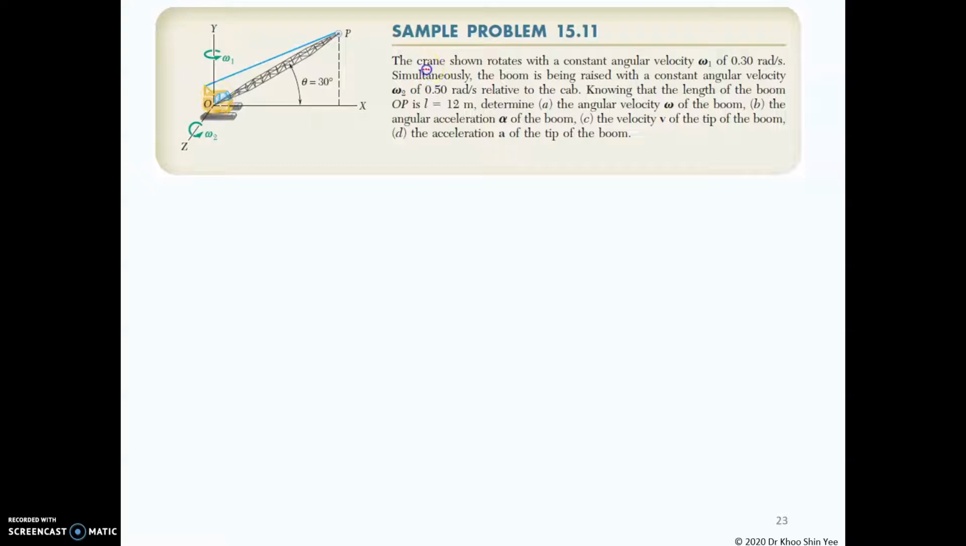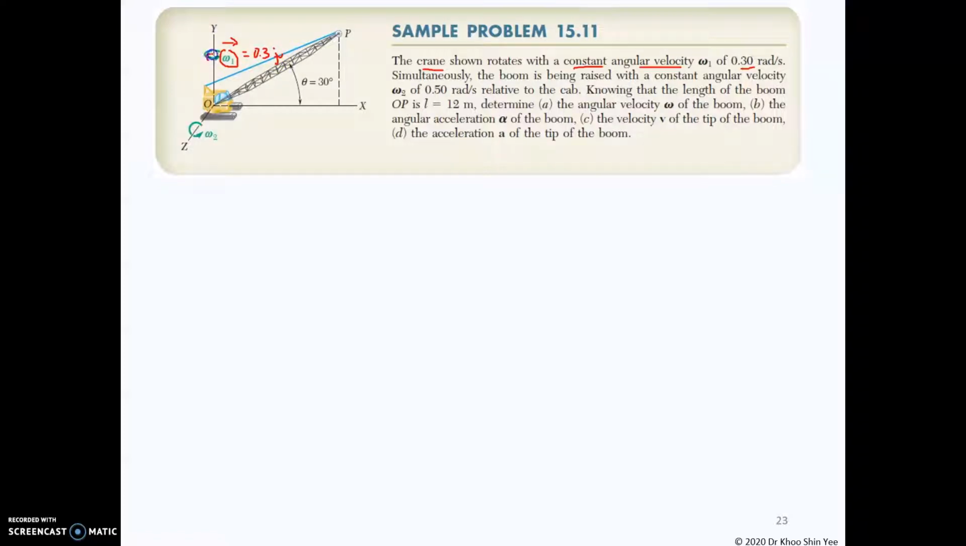In this example, you have a crane. Let's say you are sitting at point O here inside the crane. The crane is rotated at a constant angular velocity omega 1 here, which is equal to 0.3. So the vector format will be equal to 0.3 counterclockwise in the y direction, give you z direction.